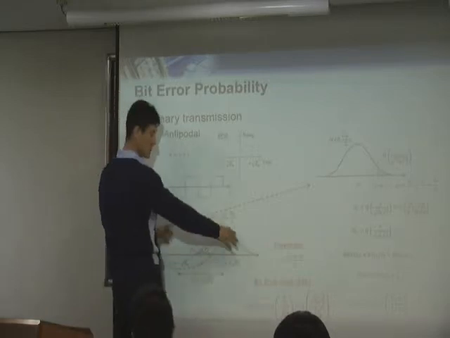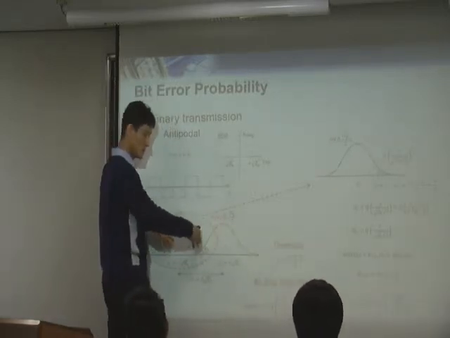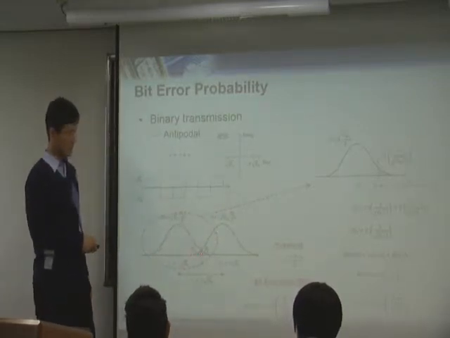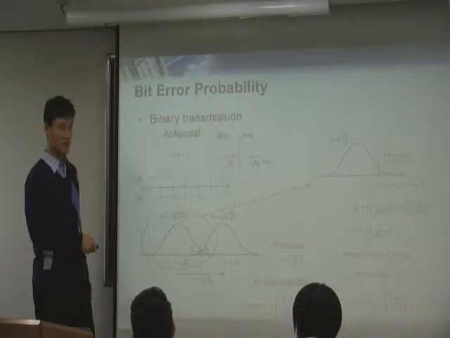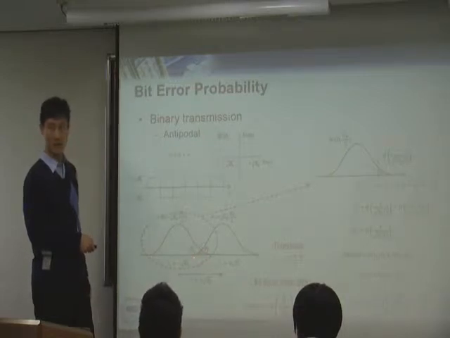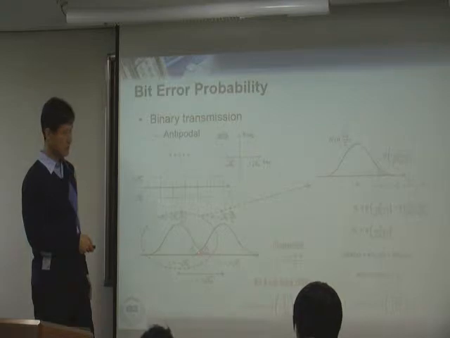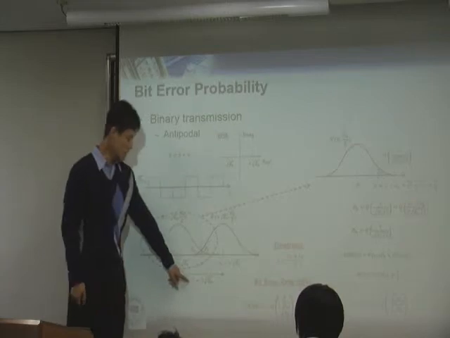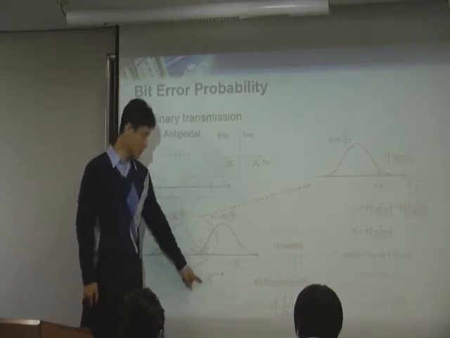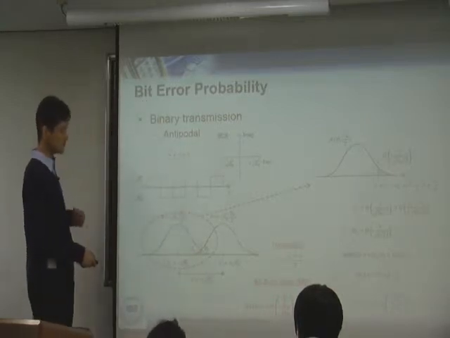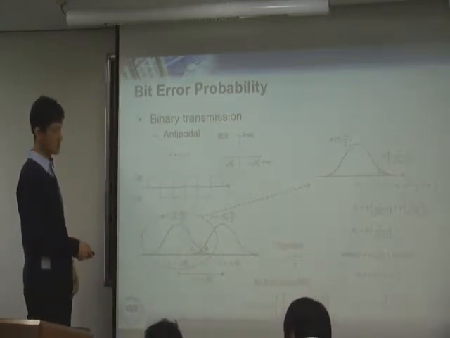If you bring these two Gaussian distributions close enough, then you see that this error region is getting bigger and bigger. So this error probability is a function of the distance between these two symbols. Let's call that distance d, and in this case d equals 2 times the root square of the energy. That's the distance between these two symbols.